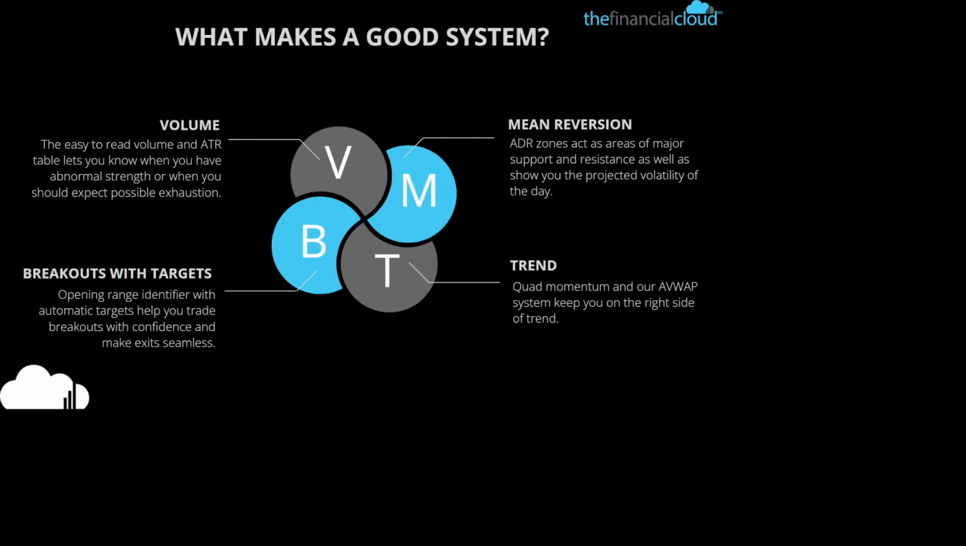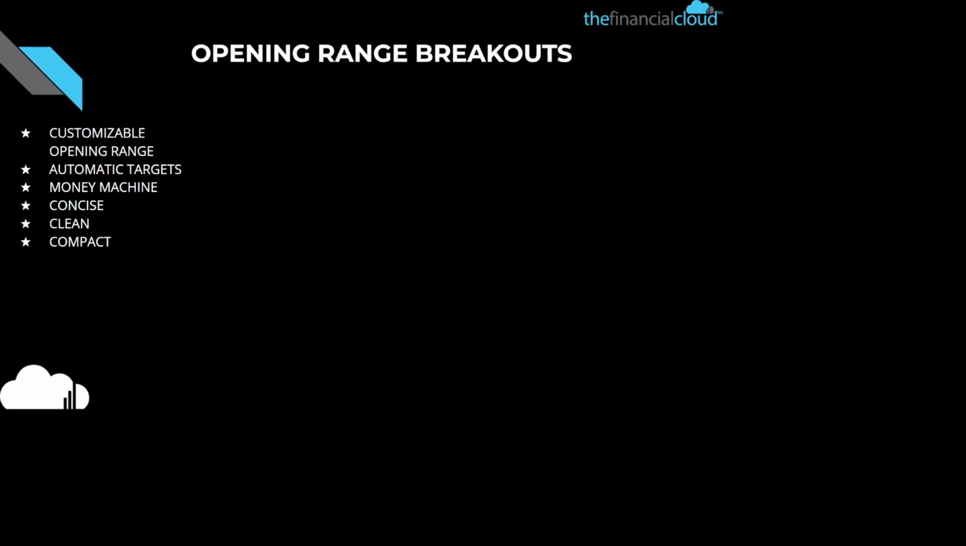So coupled with our ATR, you can understand exactly what type of move we have in the context of every other move. And finally, trend. So we're very happy to announce a quad momentum system that paints directly on your candles to make trend finding extremely easy, as well as an anchored VWAP system to keep you on the right side of trend and really be able to snipe those entries.